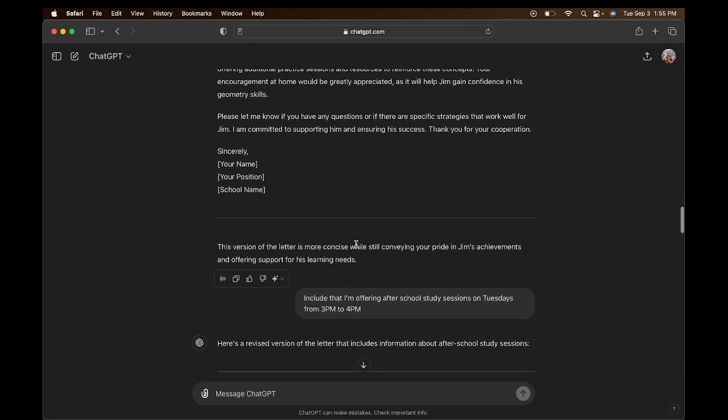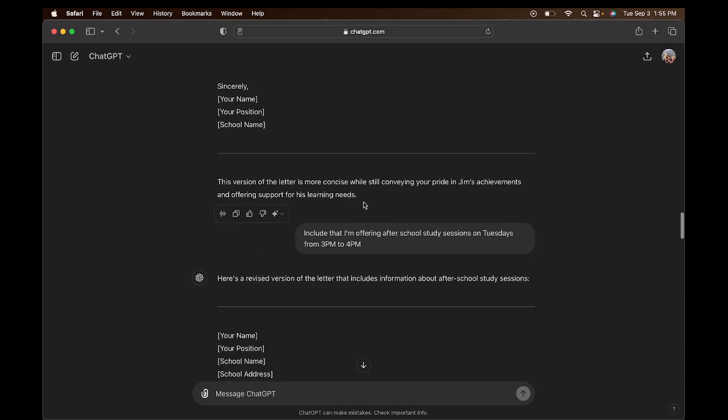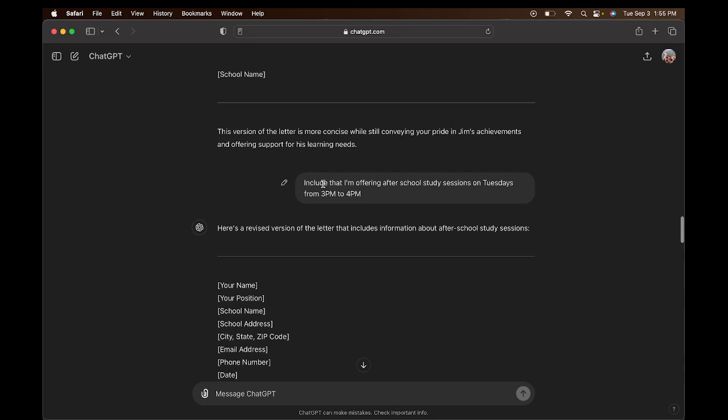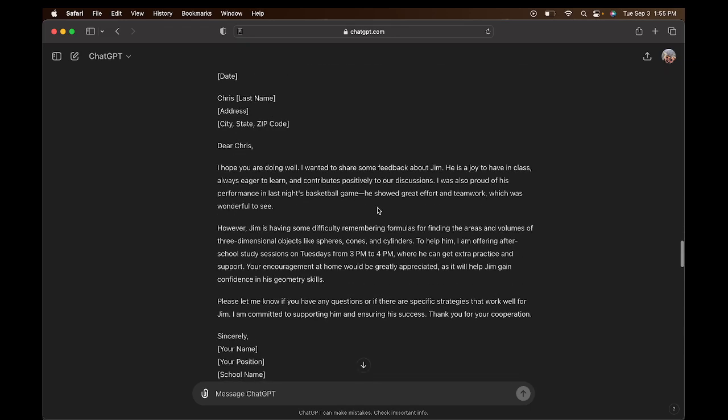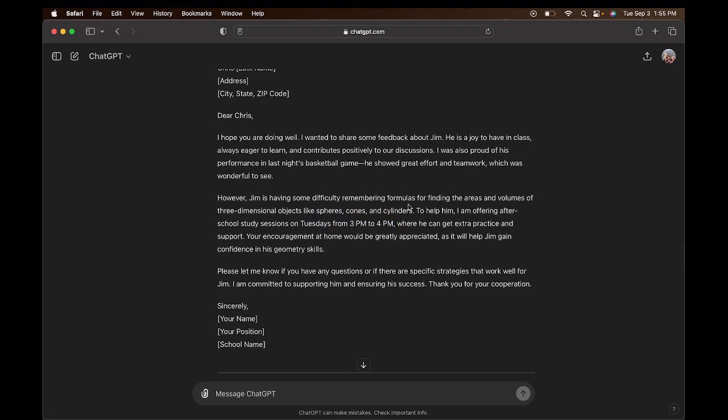So pretty good letter, but I want it to be a little bit better. So now I'm telling it to include that I'm offering after-school study sessions on Tuesdays from 3 p.m. to 4 p.m. So very, very close to the same letter, except now it says Tuesday is from 3 p.m. to 4 p.m. Great. I think this letter is fantastic.